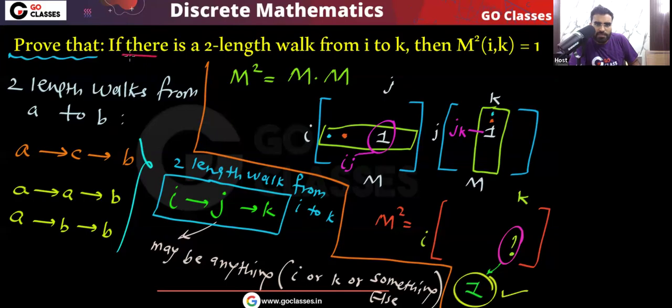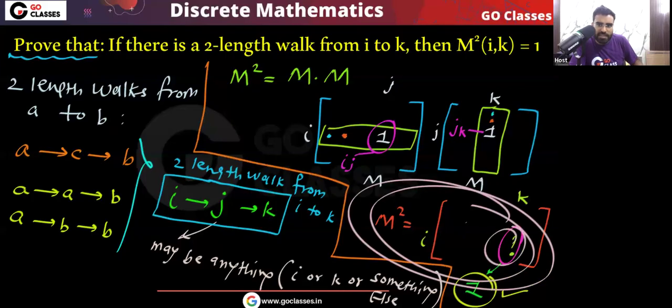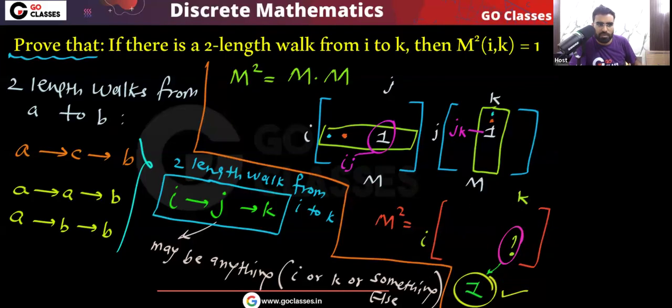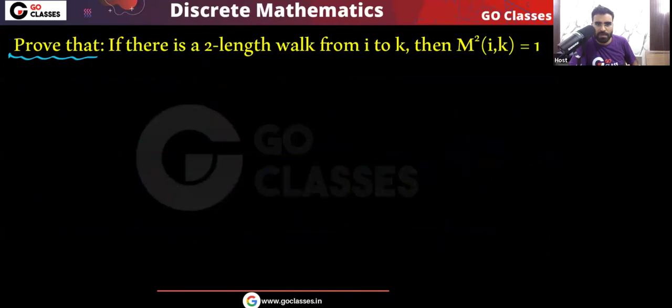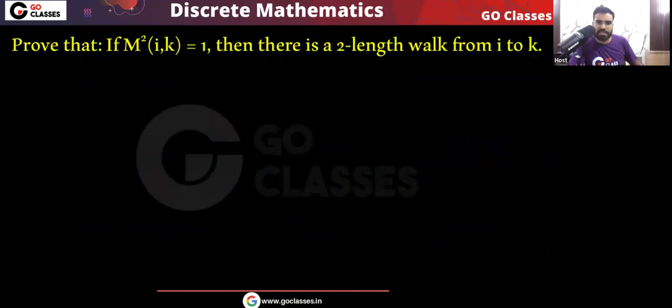So hence proved that if there is a two length walk from I to k, then in M power 2 the ik entry will be 1. Hence proved. So one direction we have proven. Now let's see the other direction.